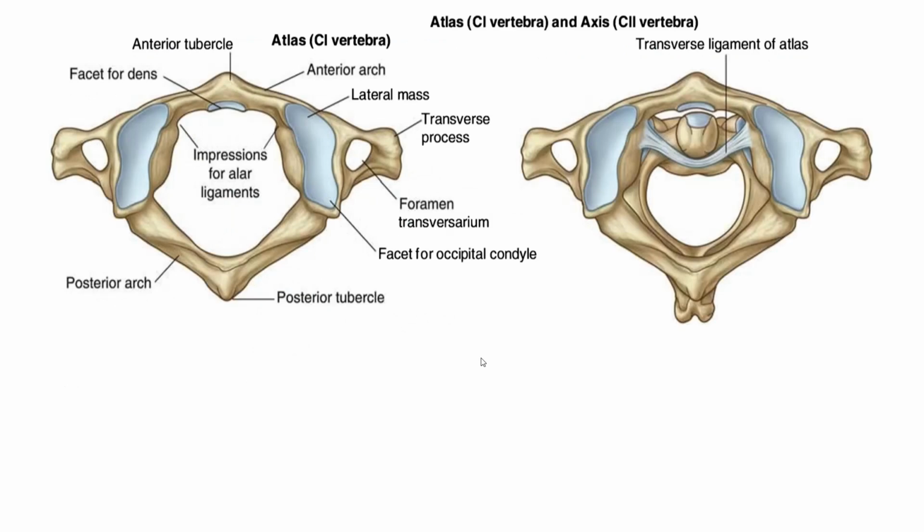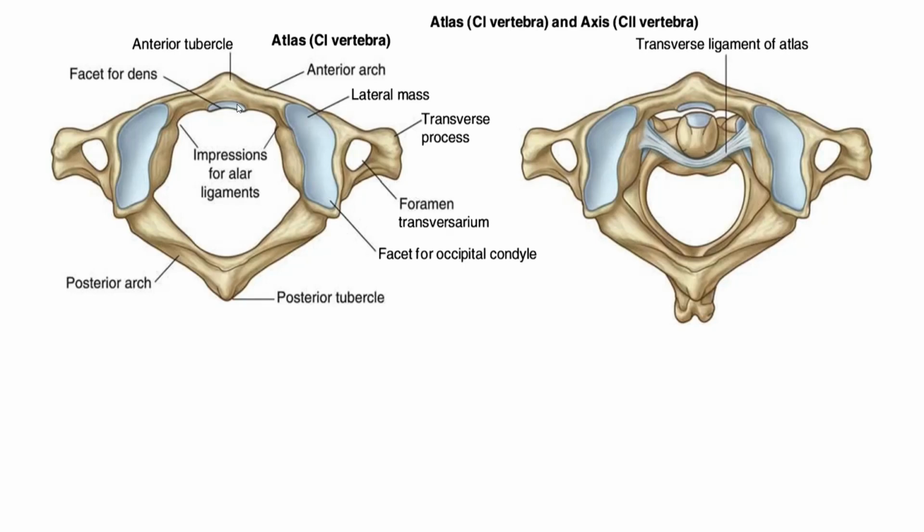So the first and second cervical vertebrae, we call them atlas and axis. The first one has a posterior tubercle and anterior tubercle, and there is a facet for articulation with the occipital condyle of the skull, because it's the first cervical vertebra attached to the skull. And there is one facet here for the dens. The dens allows the atlas and head to rotate on the axis side to side.